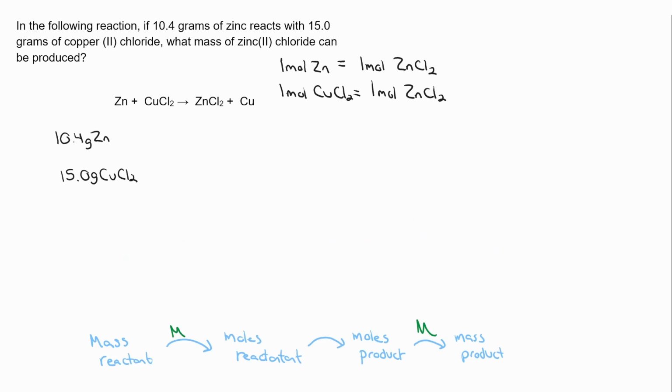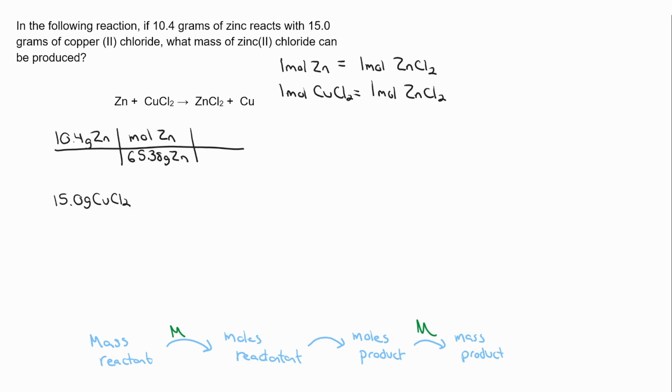I moved the recipe below here just for room for our calculation. But now we have our grams of zinc and our grams of copper 2 chloride, which are our reactants. Let's see how much product they can actually make. So with our grams of zinc, if we use our table, we want to go from grams of zinc to moles of zinc. So we have to use the molar mass that we would find on the periodic table, which is 65.38 grams per mole. And we'll put that here on the bottom: grams of zinc for every mole of zinc.